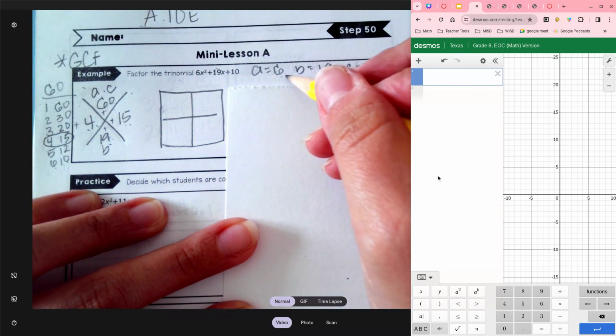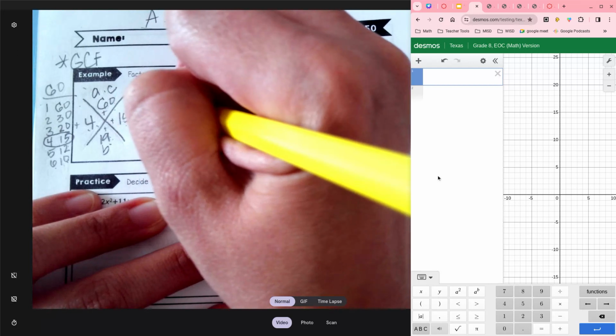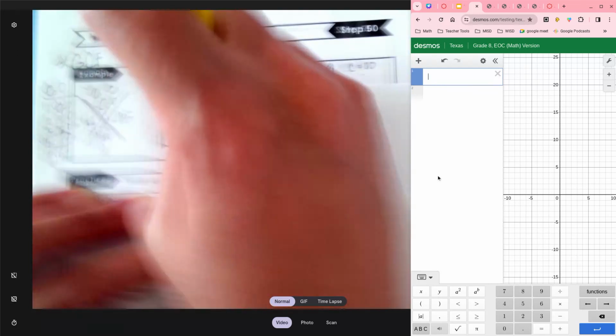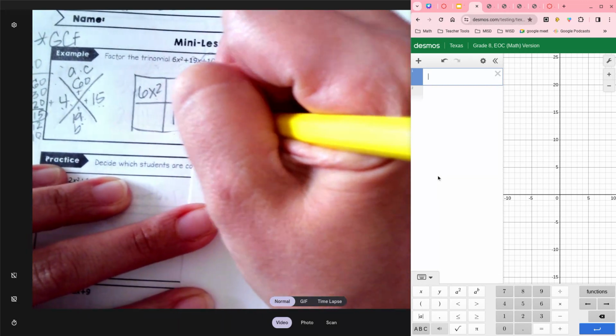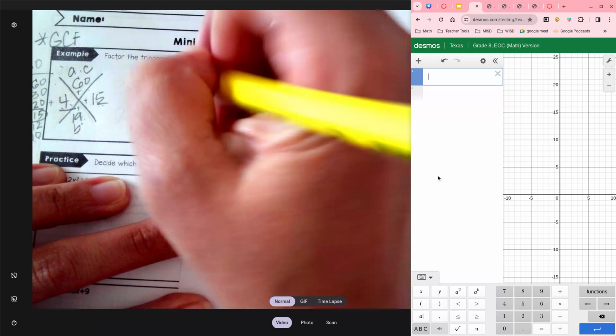On your box, AX squared goes in the first square, and then C goes in the last one. C, not 10. 10, not C. These magic numbers are the ones that fill in the boxes right here.